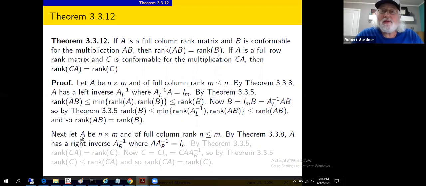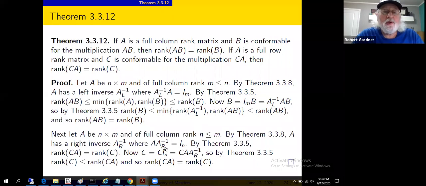All right, so let's see. If A is N by M of full, an error here, should read full row rank. We're doing the second part. Excuse me, this should read full row rank, typo there. N, requiring us to have at least as many columns as rows to get that full row rank in there. And it's a similar type argument. Full row rank gives us a right inverse.